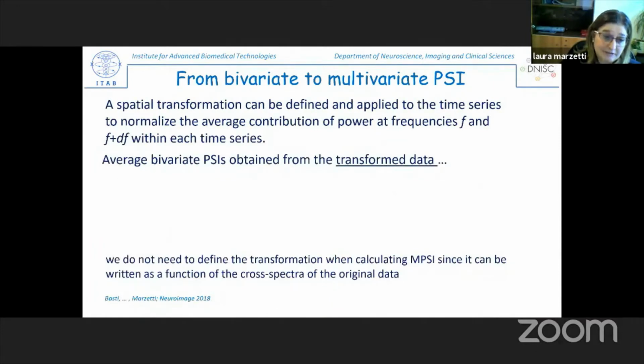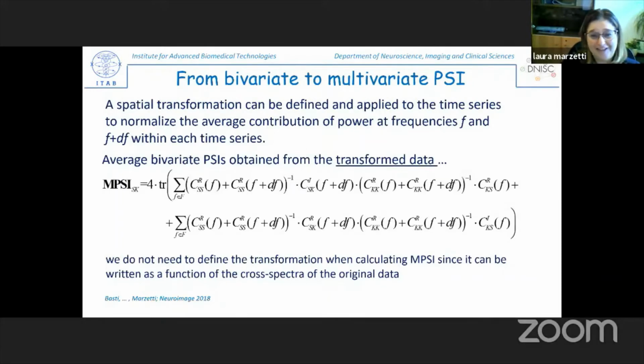So I'm starting from the one that came last in the story, which is the multivariate version of the phase slope index. The idea here, as was done before also for the imaginary part of coherence, is to apply a spatial transformation to your original time series, such that when you do this all-to-all possible combination and an average, your result will not depend on the reference system that you are using.